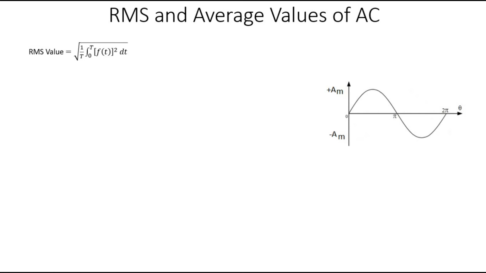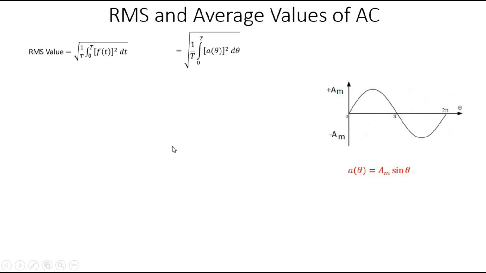And now we can find the RMS and average value of an AC sine wave. So we know RMS value is equal to root of 1 by T integral 0 to T of f(t) whole square dt with respect to t. Now if this is the waveform, A is a function of theta, Am sin theta. Theta is varying from 0 to 2 pi. So since here it is function of t, here it is theta.